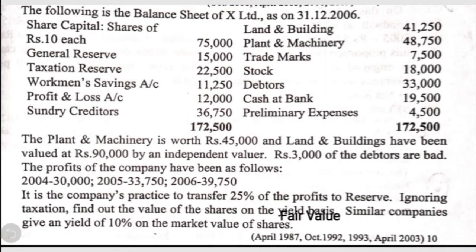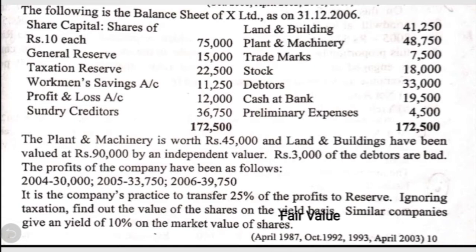The following is the balance sheet of X Limited as on 31st/12/2006. On the asset side, we find land and building, plant and machinery, trademark, stock, debtors, cash at bank and preliminary expenses. On the liability side, under the share capital, we have shares of rupees 1,08,750, general reserve, taxation reserve, workmen savings account, profit and loss account and sundry creditors.